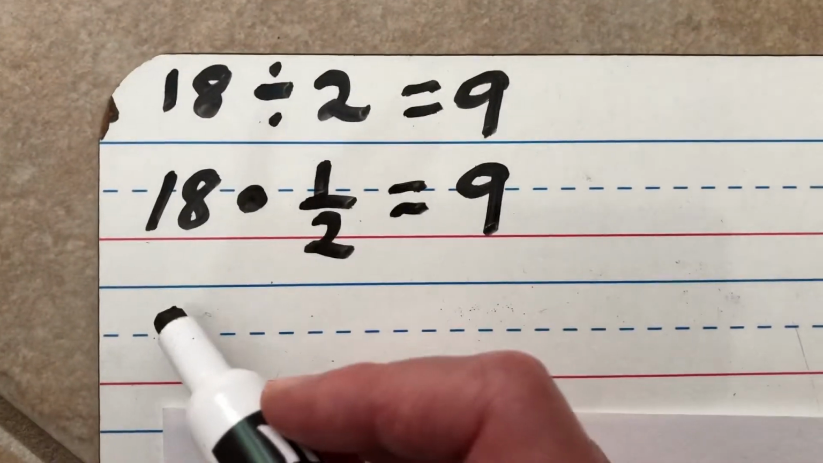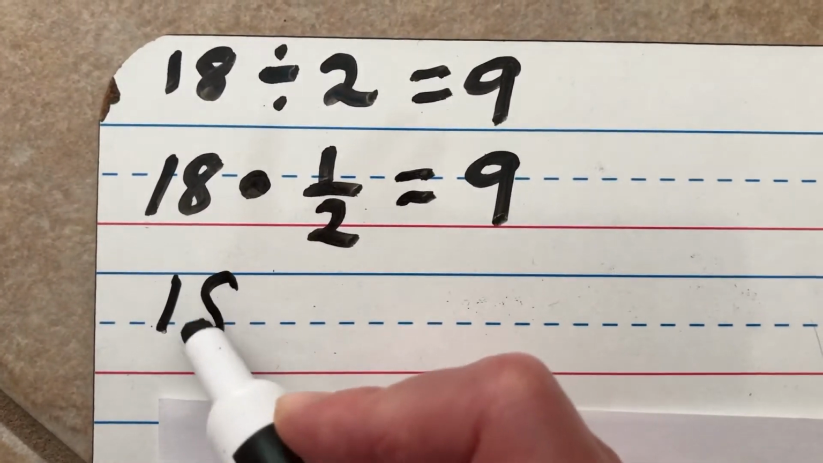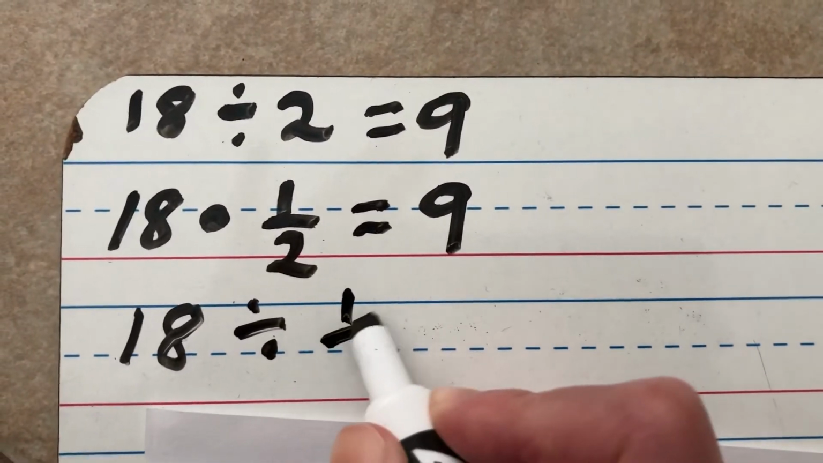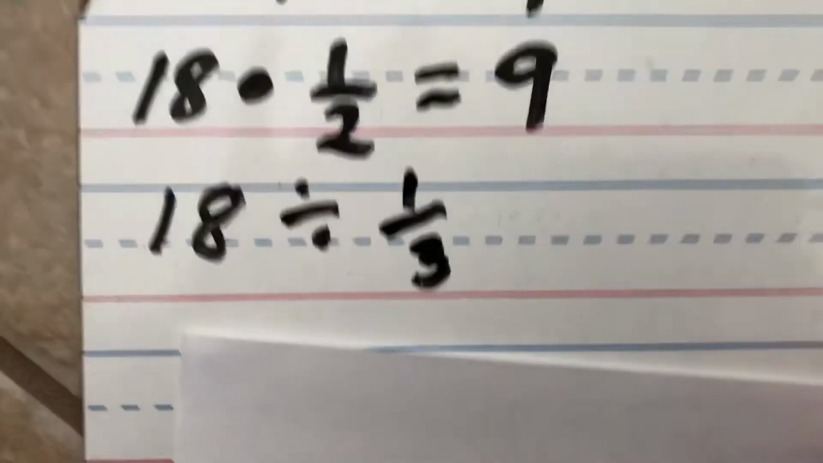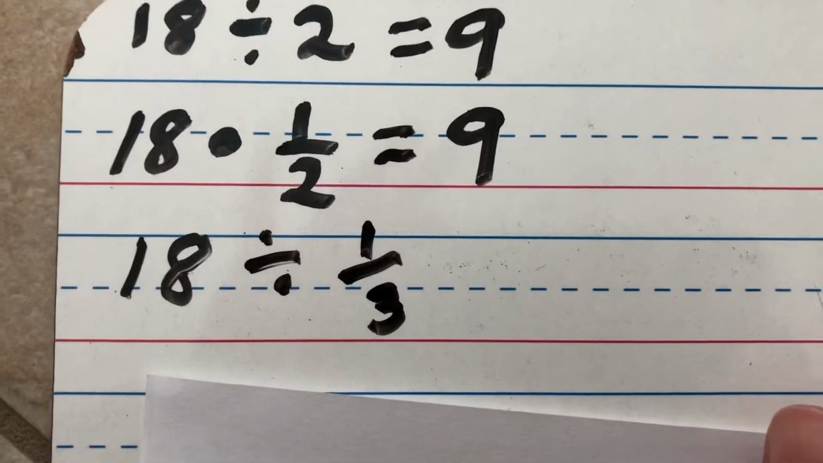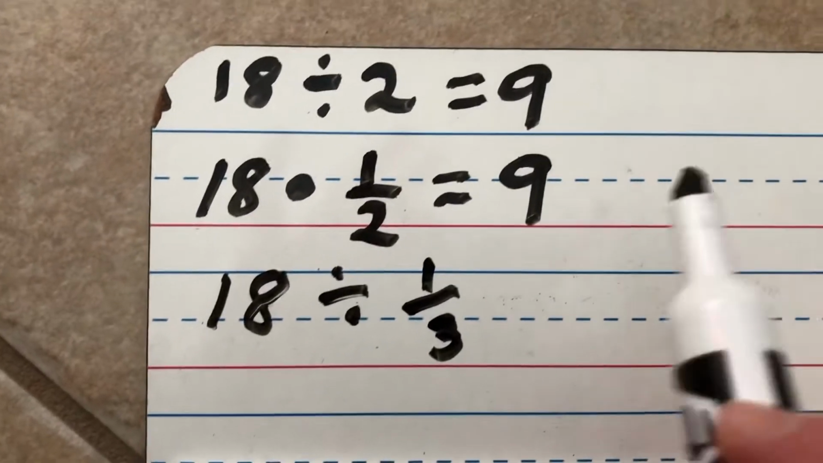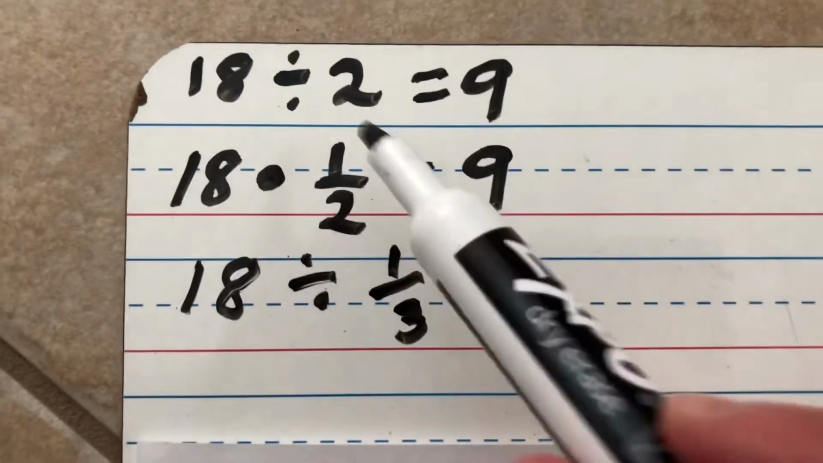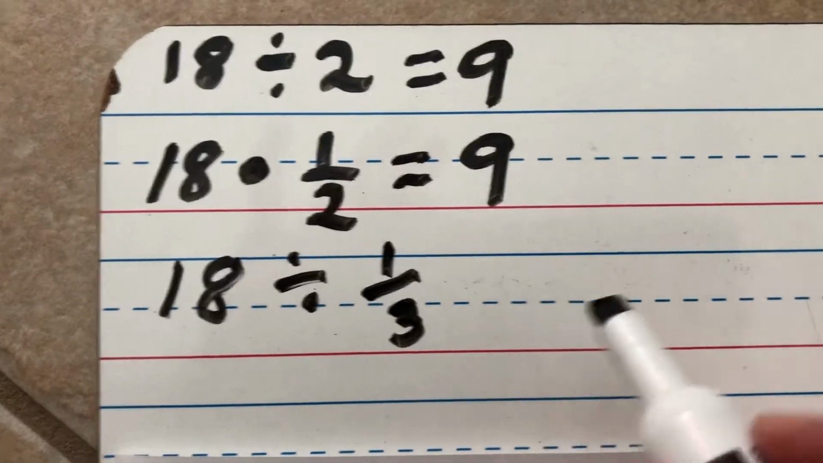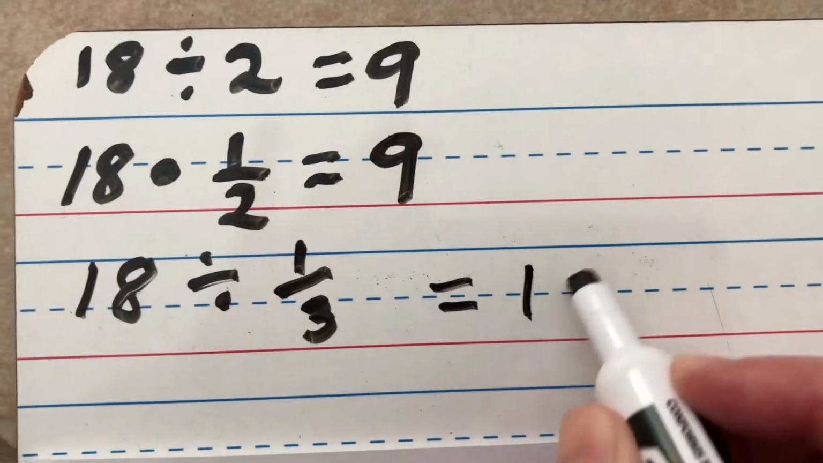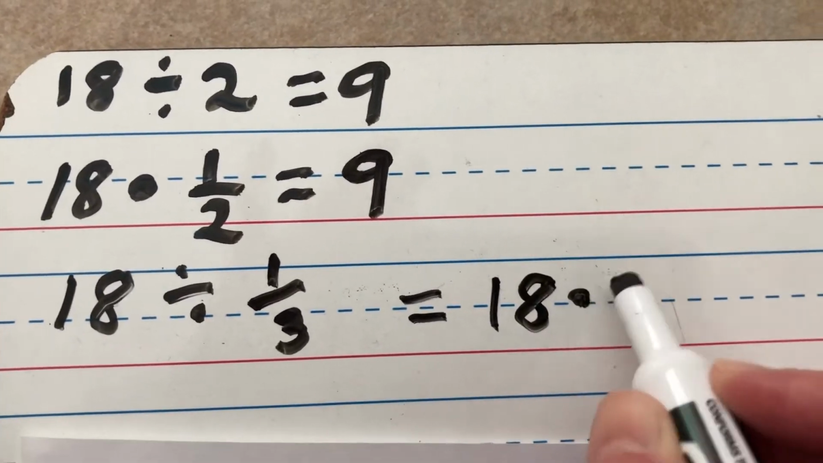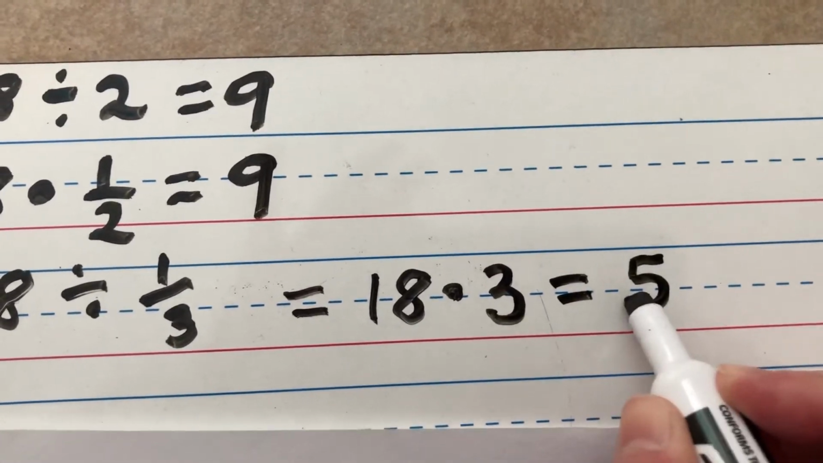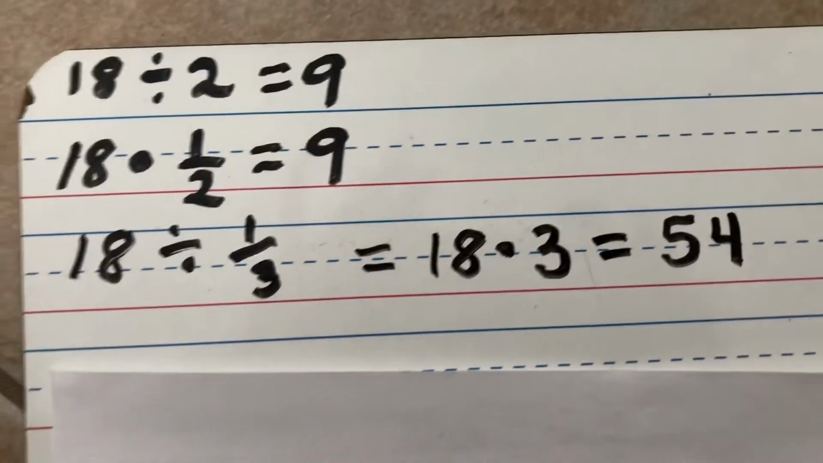So this will help us when we have a problem like 18 divided by 1/3. I can't divide fractions. But since I know that dividing by a number is equivalent to multiplying by its reciprocal, then this is the same as 18 times 3. And 18 times 3 is 54.